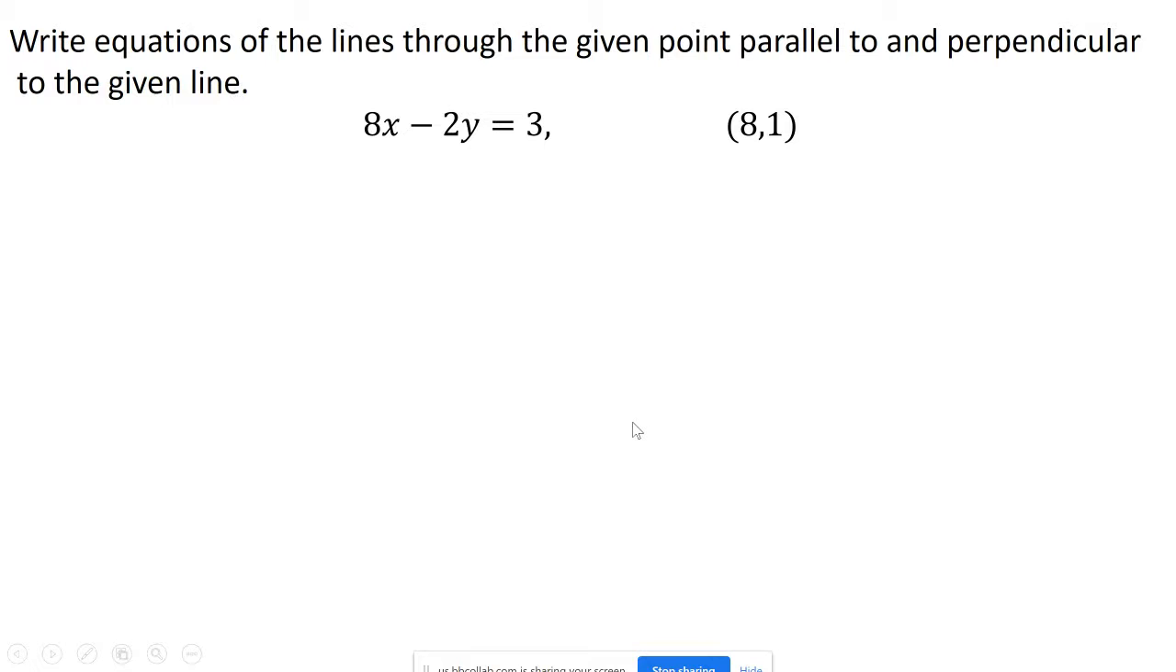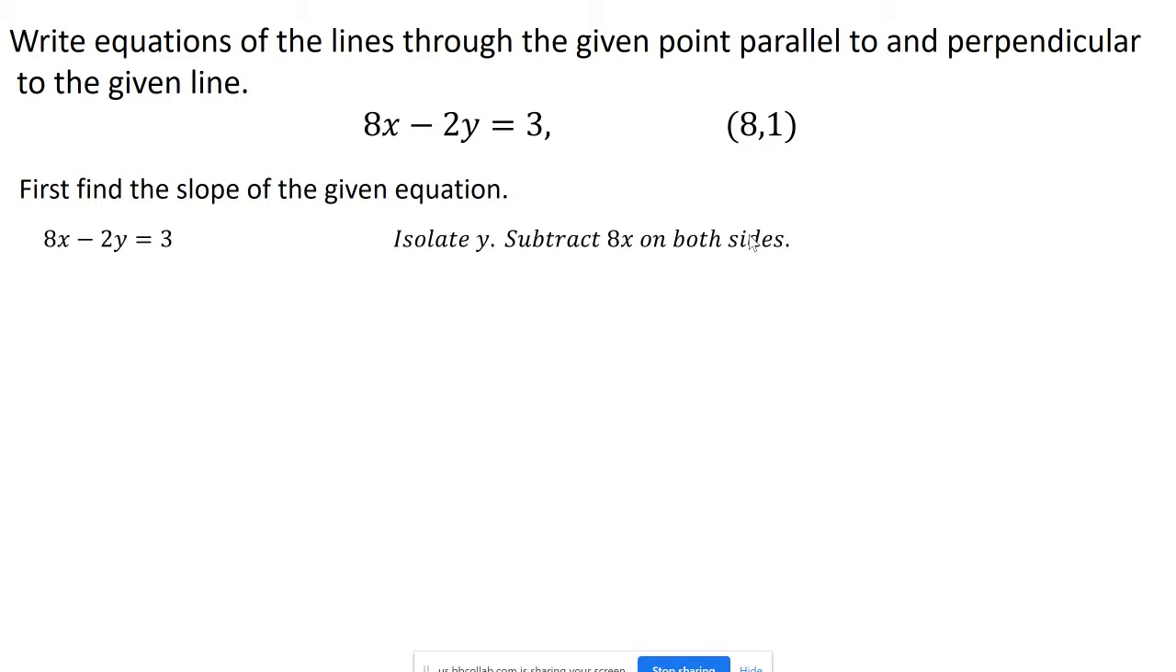Okay, so the first example is to write an equation of a line through a given point that's parallel or perpendicular to another line. So as you can see here, they give us an equation, 8x minus 2y equals 3, and then they give us a point. So the first step is we need to determine what the slope is of this given line. So anytime that a question asks to write the equation, you need two things. You need a slope, and then you need at least one other point. So first we're gonna find the slope.